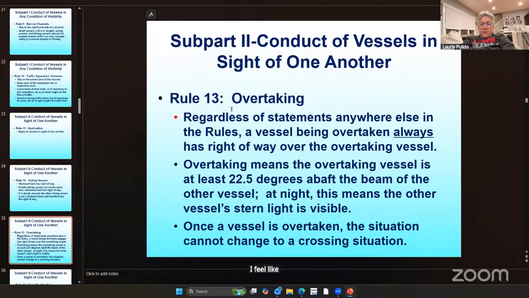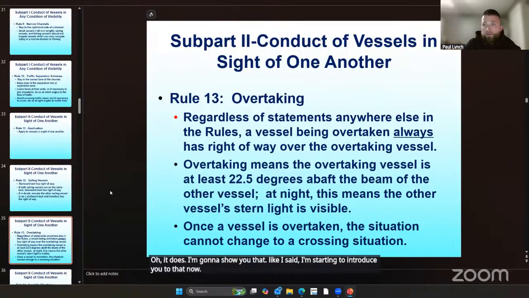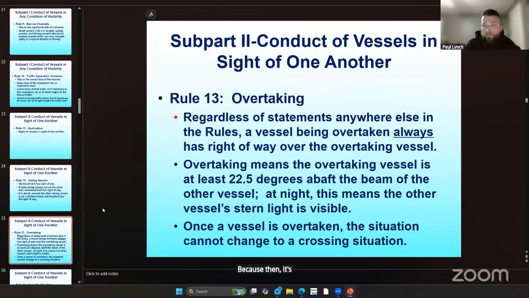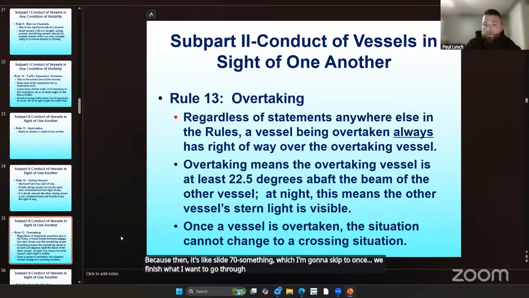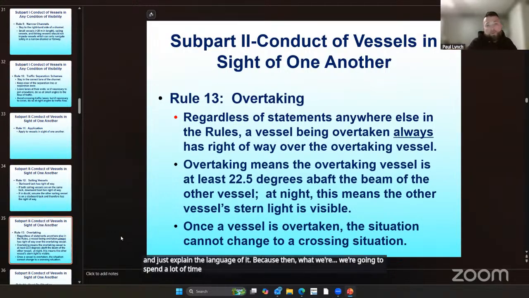I feel like this one needs a diagram. Oh, it does. I'm going to show you that. Like I said, I'm introducing it now, because it's slide 70-something, which I'm going to skip to once we finish what I want to go through the rest of today. Then I want to show you that one slide and just explain the language of it, because we're going to spend a lot of time on Thursday going over it and the sounds.